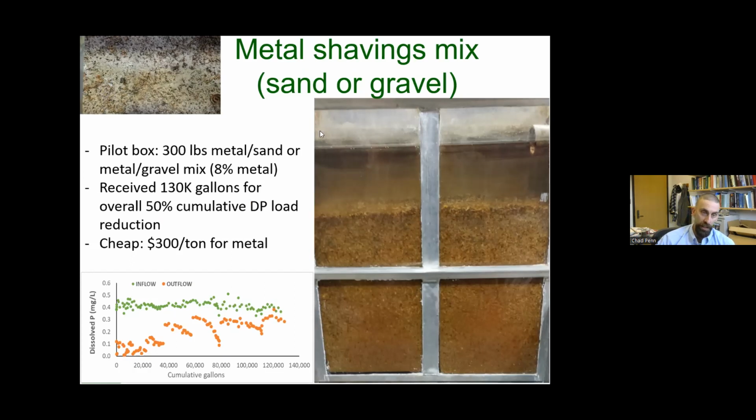You can get them fairly cheap, $300 per ton for the metal. You mix it 8% metal by weight with a gravel. You can use sand, but preferably a good clean pea gravel works much better. And they will remove a pile of phosphorus per unit mass, and especially for the cost. This is what I've been recommending in most cases to people if they have that material available to them.